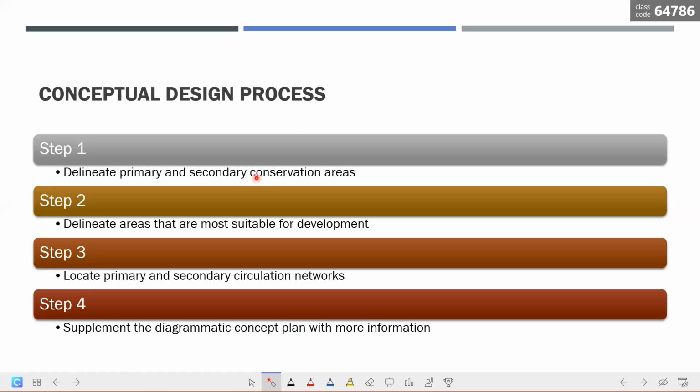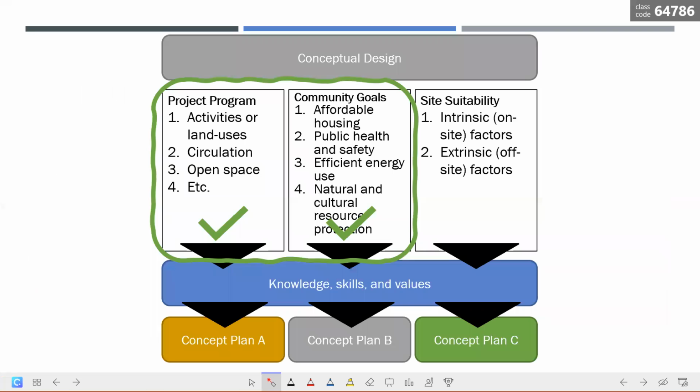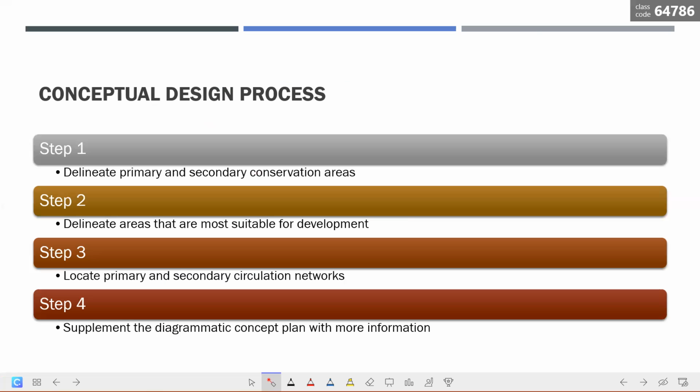And then once you've done that, you supplement the diagrammatic concept plan with more information. You then populate your plan with the activities or land uses that you want to introduce to your site. So it's not the land uses first, but the access points and the primary circulatory networks that should be identified first. How you move around the site, and then the functions will follow.